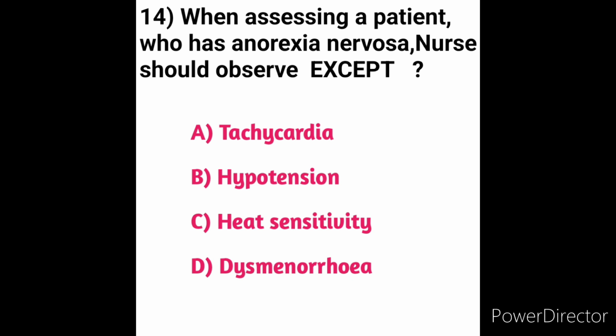When assessing a patient who has anorexia nervosa, the nurse should observe all except. Here the patient has anorexia nervosa, and from the options we have to find the exception. Option A, tachycardia. Option B, hypotension. Option C, heat sensitivity. Option D, dysmenorrhea.